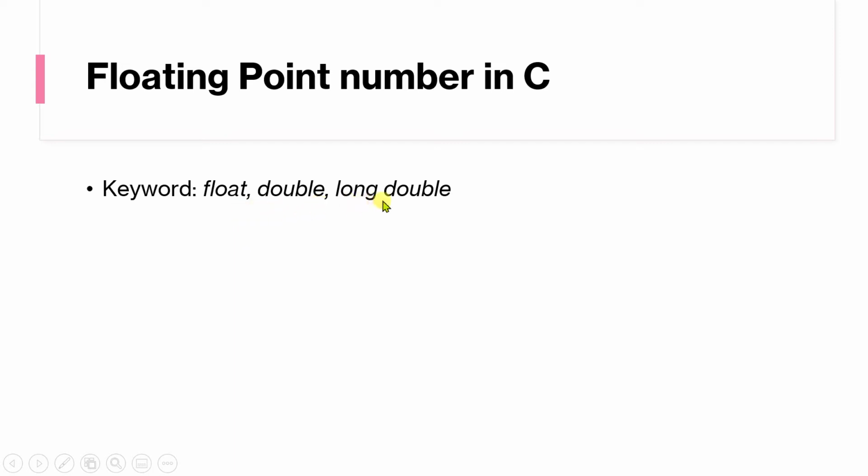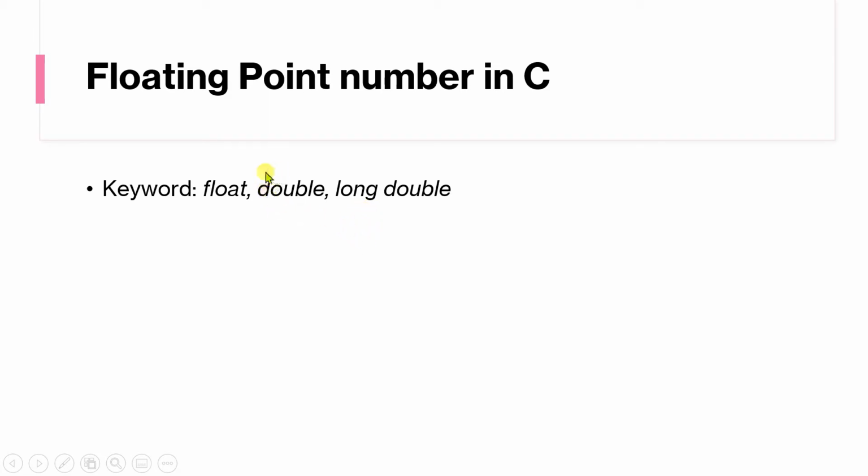So why three different keywords? They all specify some precision value, and each takes a different size in the memory. If you need a more accurate result, then you could use long double. If you require slightly reduced accuracy or reduced precision, then you can use double. And if you don't consider any precision, or you require very little precision, then you can use float. Each takes a different size in memory. We will talk about that in a subsequent slide.